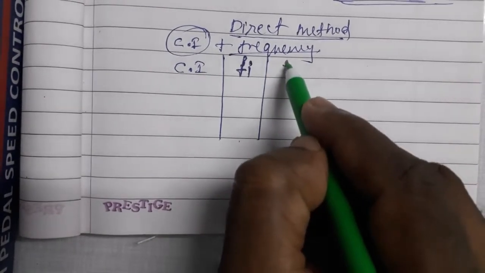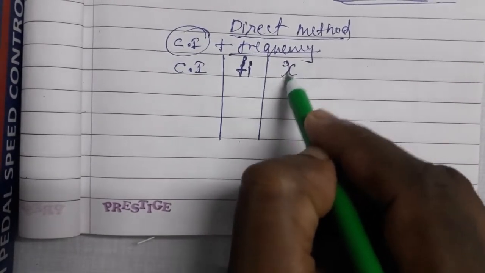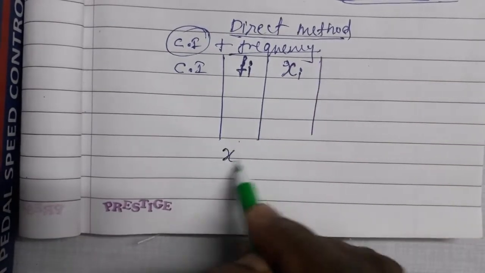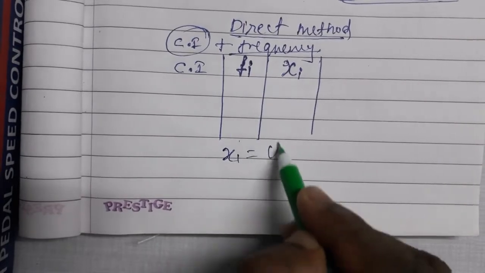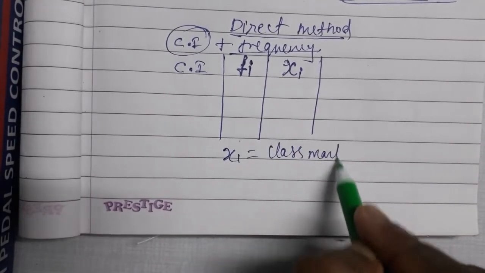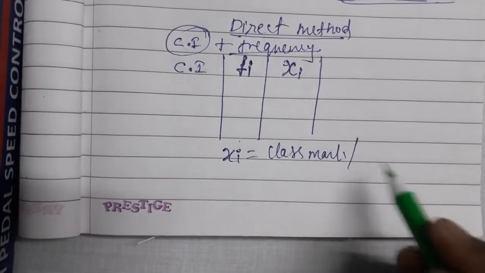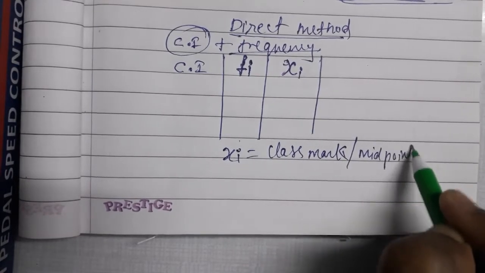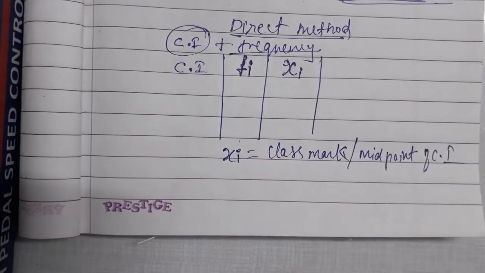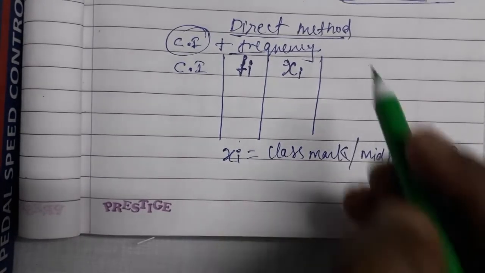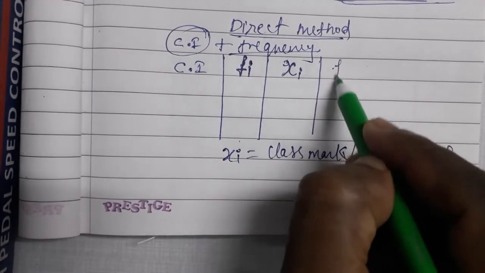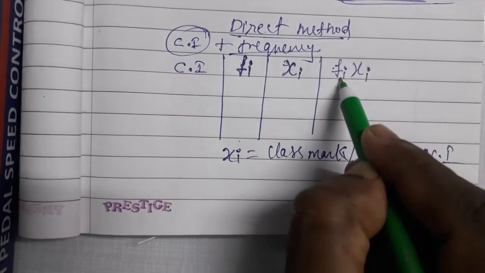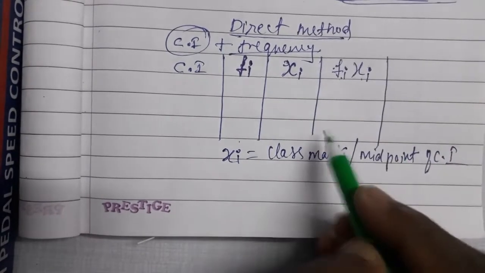After this, you have to prepare a column called x. x means class mark. It is also called the midpoint, the midpoint of the class interval. After that, the fourth column you have to remember is the multiplication of f and x, that is the fx column. You have to create one more fx column.